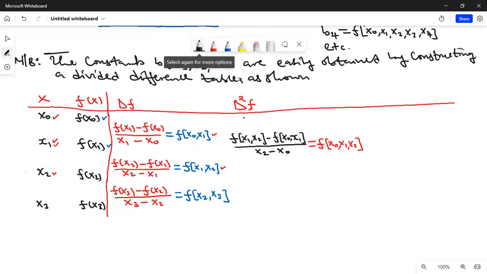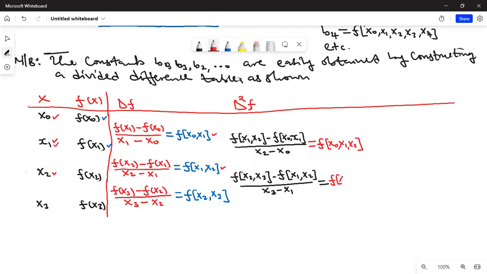Similarly, we subtract these other two so that we have f of x2 x3 minus f of x1 x2. What are the extreme x values? You subtract them, so it will be x3 minus x1. And how else can you write this? It's the same as writing f of x1 x2 x3.